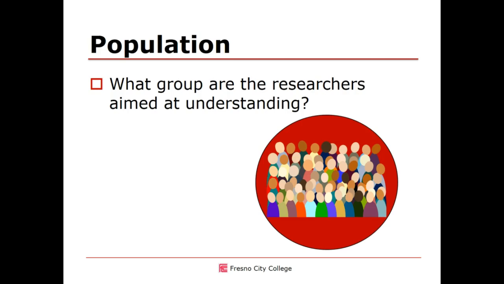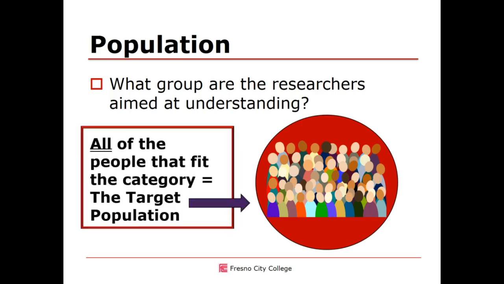What group are the researchers aimed at understanding? Who do they want to know about? This could be a very narrowly defined group like full-time instructors at Fresno City College, or a very large group like all community college instructors in the United States of America. The point of research is to be able to draw some conclusions about a group of people based on the collected evidence. All of the people that fit that category belong to the target population.